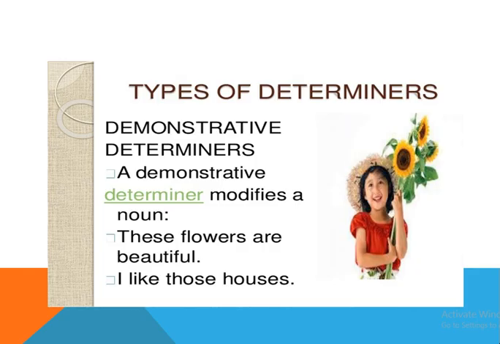Okay. Next is demonstrative determiners. It modifies a noun. Demonstrative determiner modifies a noun like these flowers are beautiful. In this sentence, flowers is a noun and these is a demonstrative determiner. This demonstrative determiner is modifying the noun, that is flowers. I like those houses. In this example, those is a demonstrative determiner.